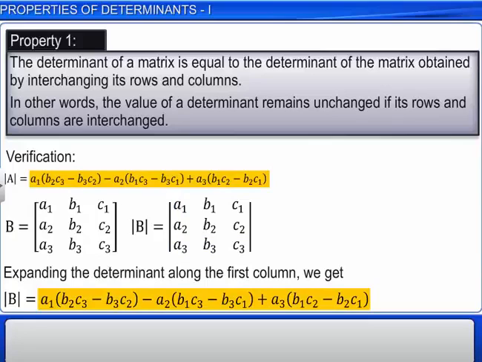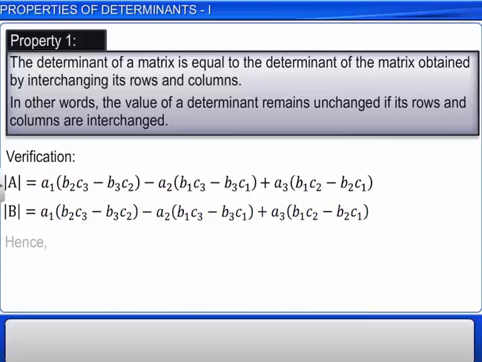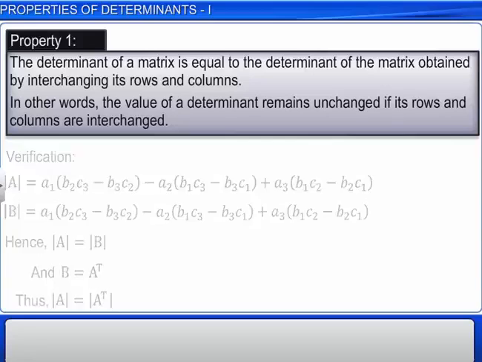Hence, we have determinant of A is equal to determinant of B, and matrix B is nothing but transpose of matrix A. Thus, the determinant of square matrix A is equal to the determinant of its transpose. Let's consider an example to verify the property.